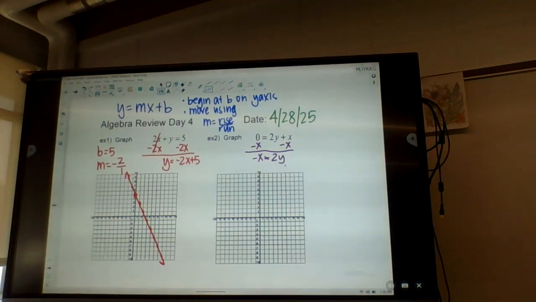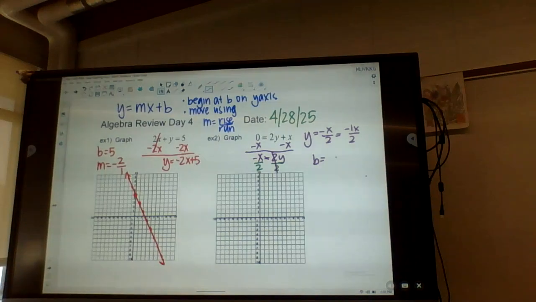But now we need to divide each side by that 2, so I need to get Y alone. So I'm going to rewrite this equation. It's going to be Y equals, it looks like negative X over 2. I'm going to think about that as a negative 1/2 X. It's a little bit easier to think about in terms of slope. But what's our b in this case? 0. Our b is going to be 0.